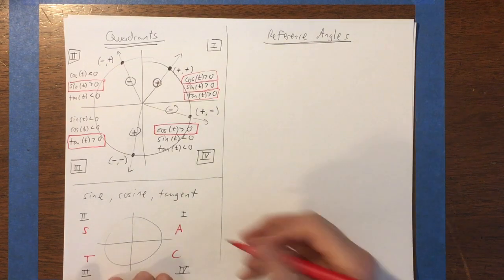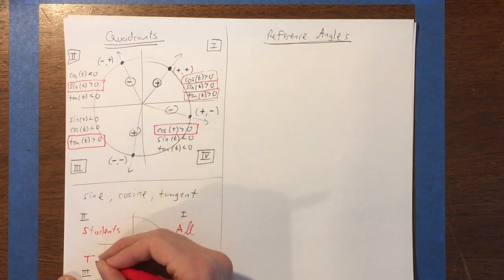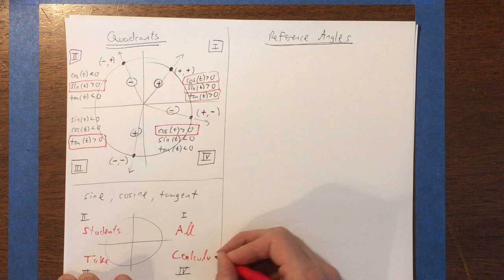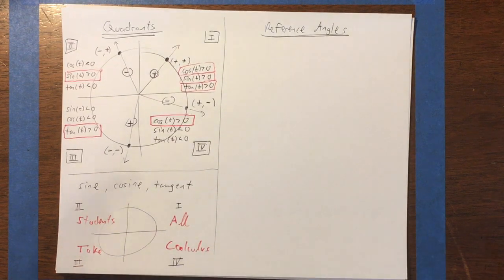There's a mnemonic for this. All students take calculus. Obviously, this mnemonic is a little bit better for calculus students. You folks who are pre-calculus students, I imagine many of you are going to go take calculus. It doesn't matter if it's true or not. It's a mnemonic, right? ASTC, all students take calculus. If you remember that, it just helps you because it's useful to know if trig functions are going to be positive or negative when they're in different quadrants.